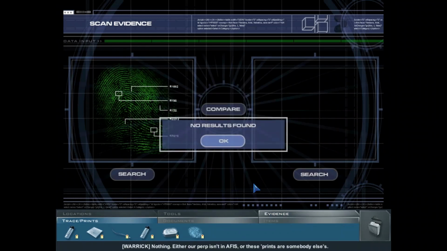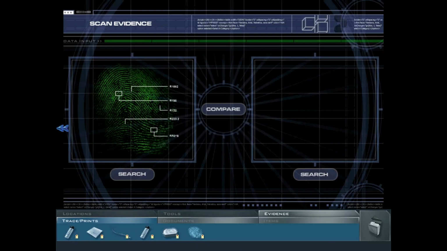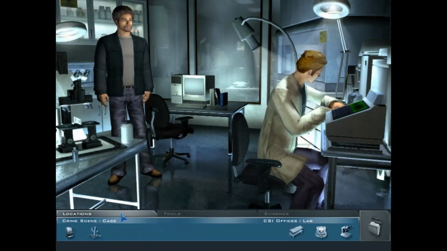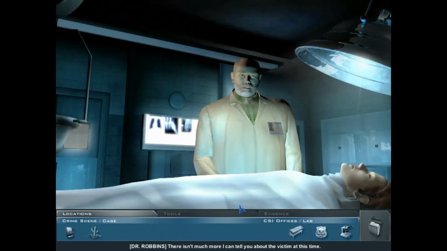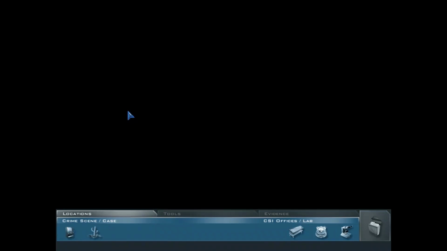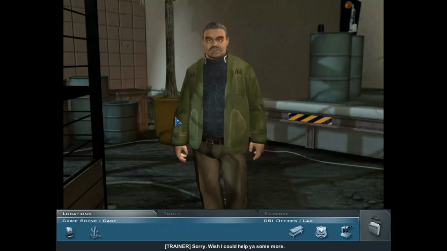Nothing. Either our perp isn't in APHIS, or these prints are somebody else's. I can't help you until you find some solid evidence. There isn't much more I can tell you about the victim at this time. Sorry, wish I could help you some more.